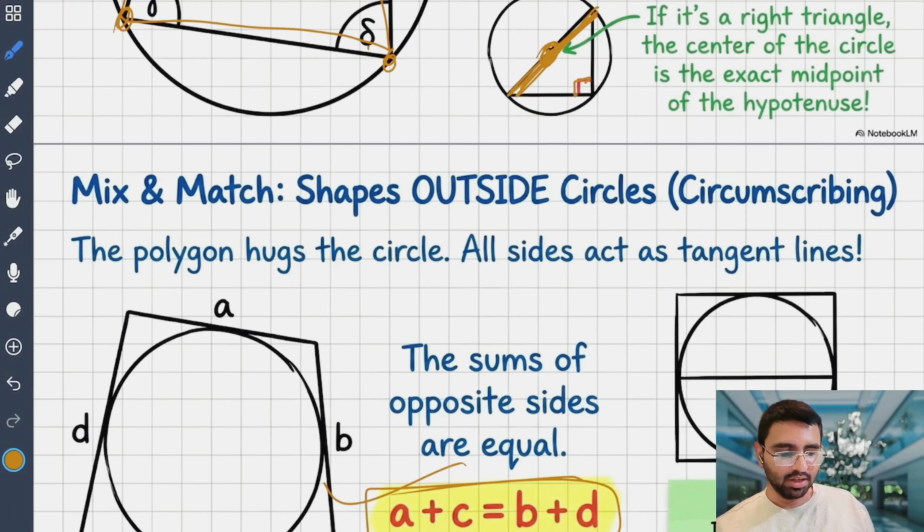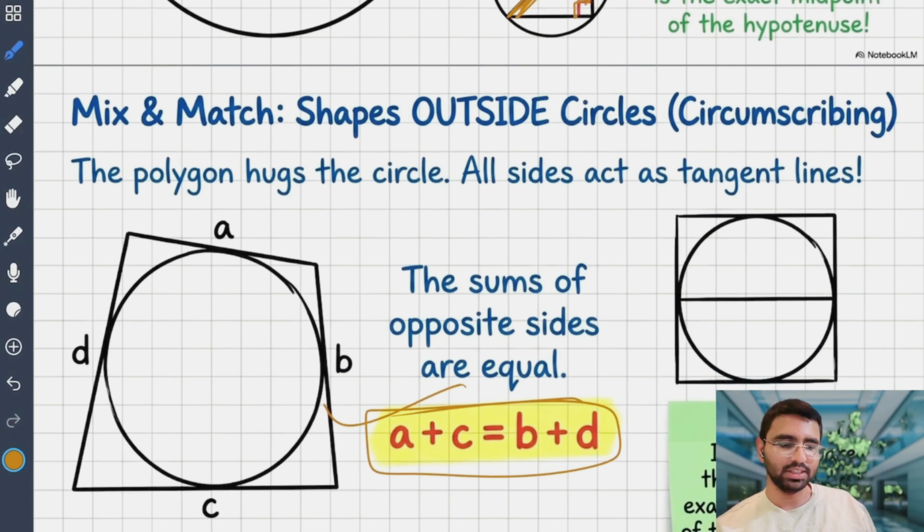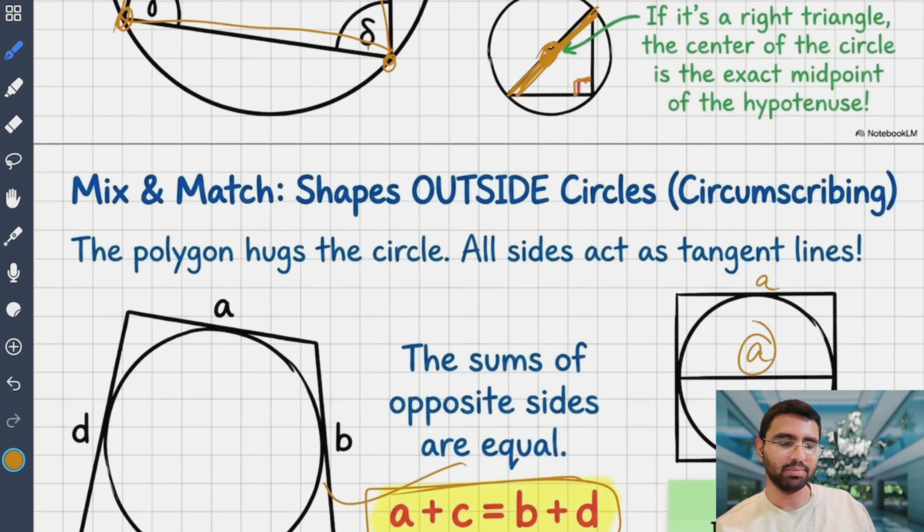And if it's a square, the side length is exactly the diameter of the circle inside. If it is a square, then the side length, this is A, this will be the diameter, and the side length will be equal to A. So this is about some basic shapes: parallelograms, quadrilaterals, and circles.